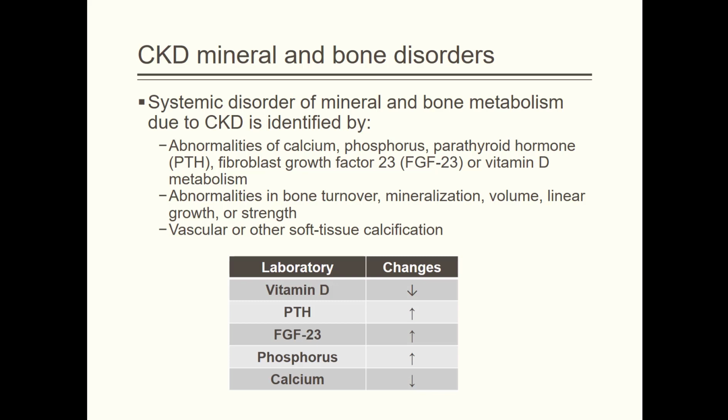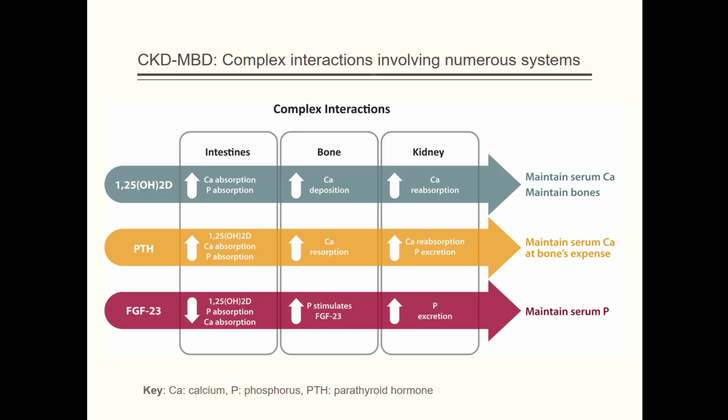The chart shows the changes of these laboratory values. Vitamin D and calcium decrease, then PTH, FGF23, and phosphorus all increase in CKD-MBD. This is a very complex system of interactions. In the green arrow, you see active vitamin D increases both calcium and phosphorus absorption by the intestines, increases calcium deposition in the bone, and increases calcium reabsorption by the kidneys. Vitamin D helps maintain serum calcium levels and bone strength.